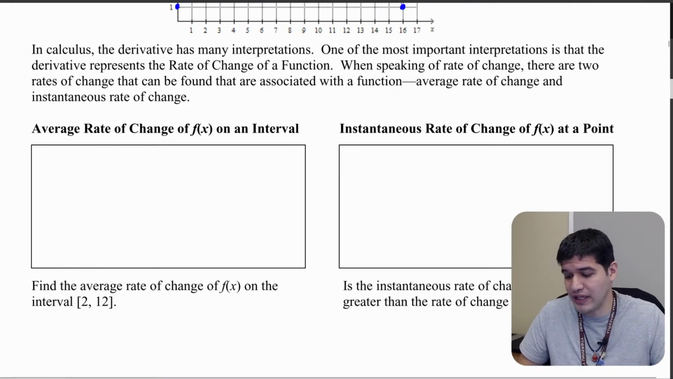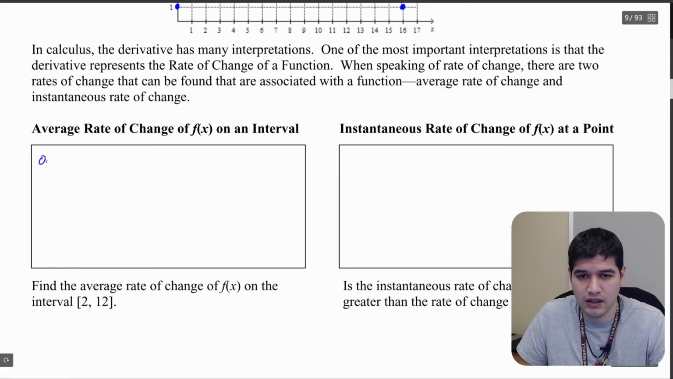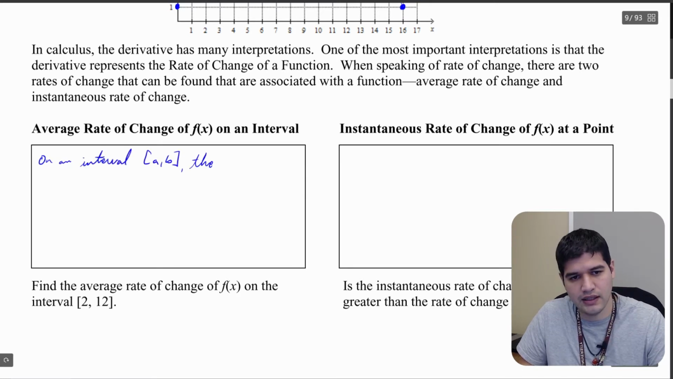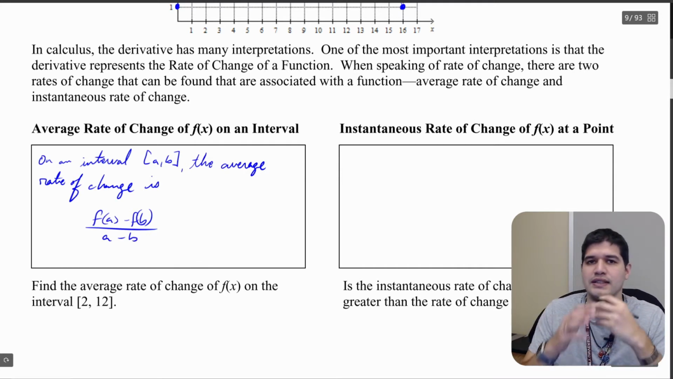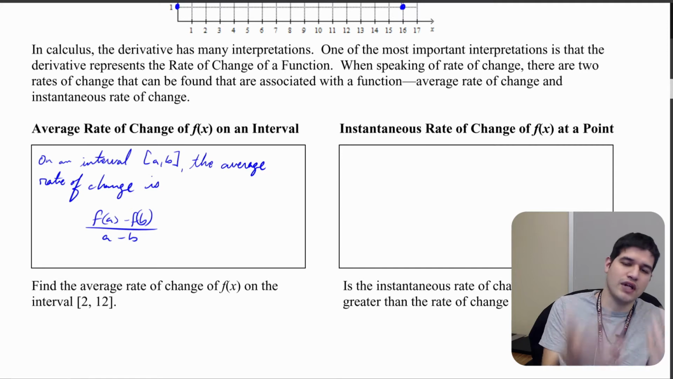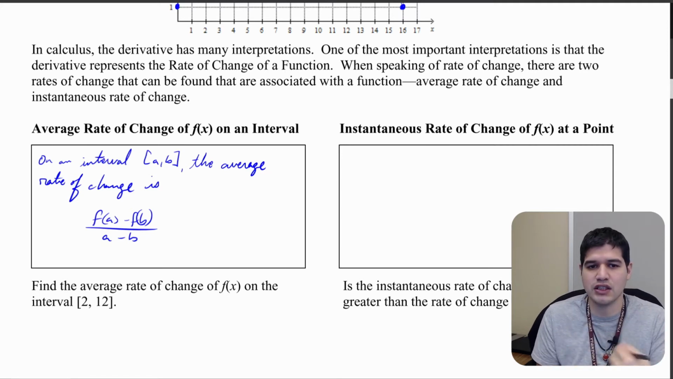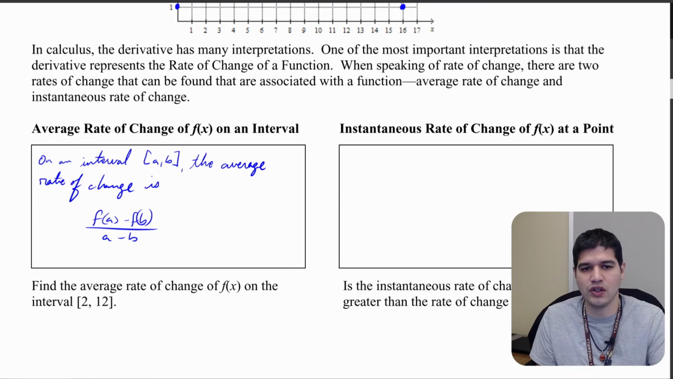The average rate of change is on an interval from A to B. It is f of A minus f of B over A minus B, and you might also know this as y2 minus y1 over x2 minus x1. That's just how we find the slope. When you connect 2 points, you're finding the slope, and if we're connecting 2 points on a curve, we're looking for the slope of the secant line.